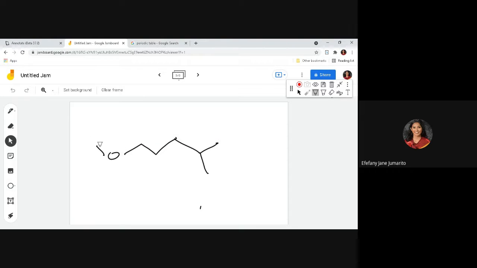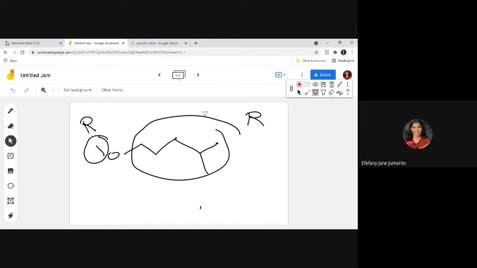Okay, class, notice that this is your oxygen in your ether. Notice that this one is your alkyl group, that is your R. Then this one also is your R, so let's put R prime. R is an alkyl group, a chain of carbon atoms. So we have two R's there.